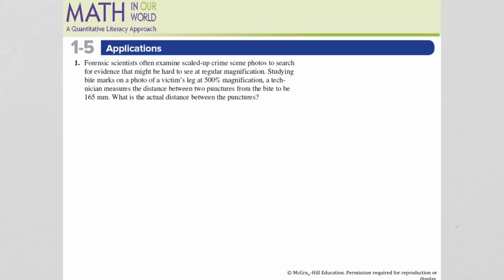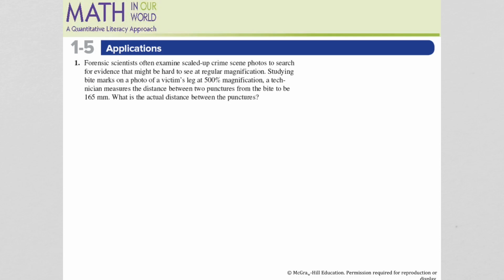Forensic scientists often examine scaled-up crime scene photos to search for evidence that might be hard to see at regular magnification. Studying bite marks on a photo of a victim's leg at 500% magnification, a technician measures the distance between 2 punctures from the bite to be 165 millimeters. What is the actual distance between punctures?